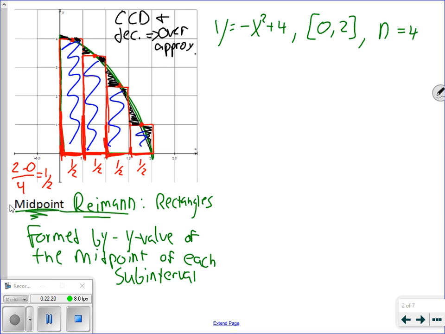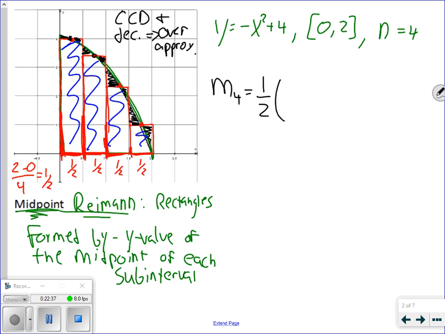Okay. But anyway, let's do the math real fast. And the process is the same. It's the midpoint Riemann sum using 4 subintervals. The base is still 1/2, so I can still pull that out as a GCF. It's just the heights are a little different.